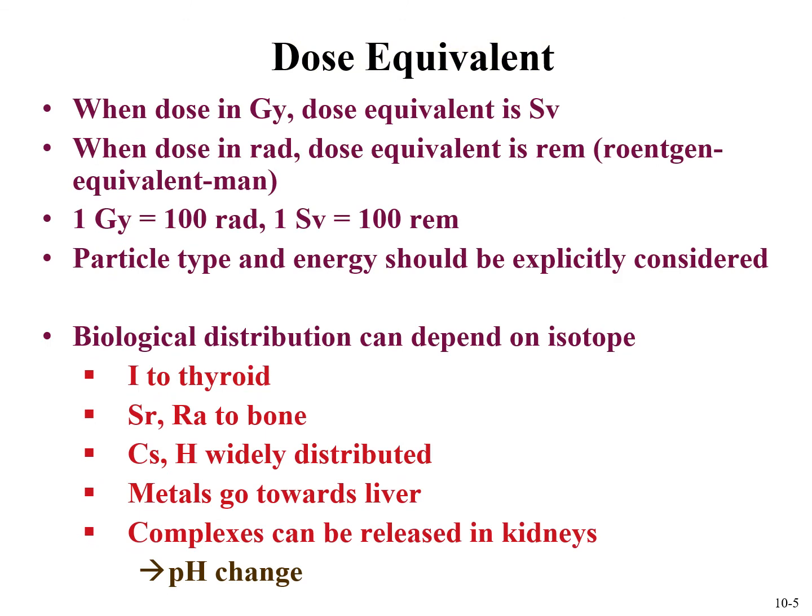When the dose is in gray, the dose equivalent is in sievert. When dose is in rad, the dose equivalent is in rem. Again, as we mentioned before, 1 gray is 100 rad, so 1 sievert is 100 rem.